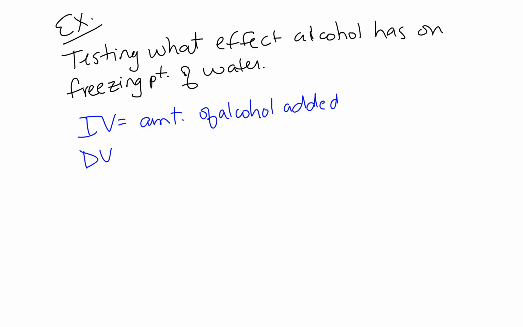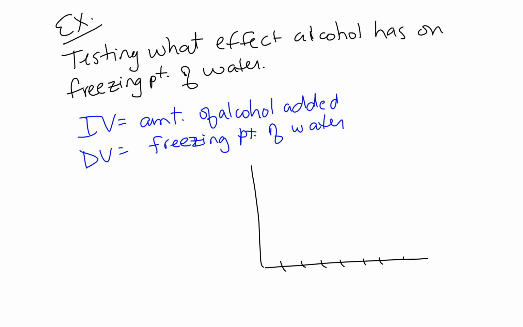Our dependent variable would then be the freezing point of the water. Now when we want to graph this, we draw our graph. Okay, so on the x-axis here, this is going to be the amount of alcohol, and you have to put a unit. So we're going to put milliliters here. And then on the y-axis, we're going to put the freezing point. Now the freezing point, we also have to put a unit. We're going to put degrees Celsius. Okay? And that's basically it.